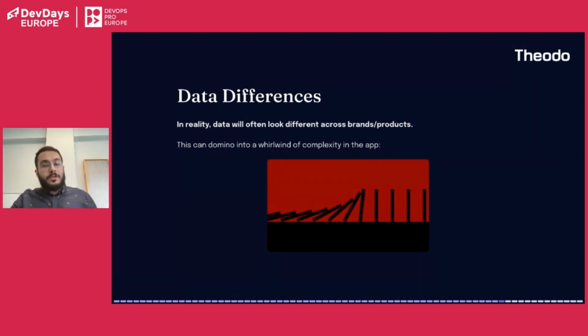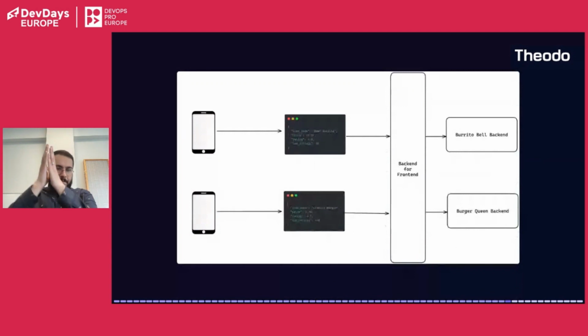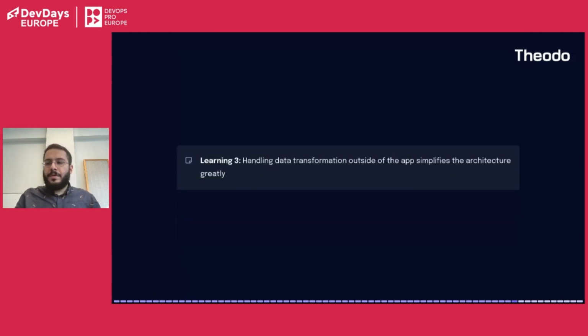The potential solution that we saw was, why don't we put a middle layer in here, and we define a backend for front end to handle the data transformations and unify the API layers. Effectively, that backend for front end is responsible for querying the Burrito Bell backend or the Burger Queen backend, and taking the data and restructuring it in a shape that will be consumable by our white label application, so that the data is unified. This does come with more overhead and cost, but we found it's a better trade-off to make, because it's easier to manage on the backend side rather than on the front-end side. So learning 3 was that handling data transformation outside of the app simplifies the architecture greatly.